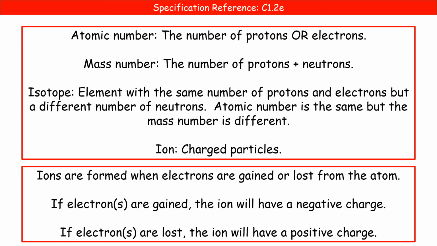Last one I've put on there as a key term is the word ion, which is just a charged particle. Could be positive, could be negative, but it is charged. Key thing to remember as far as ions go is that they are going to form when electrons are either gained or lost. Only the electrons are going to be moving. So if electrons are gained, bearing in mind that electrons have a negative charge, the ion will have a negative charge. If electrons are lost, then it will have a positive charge.